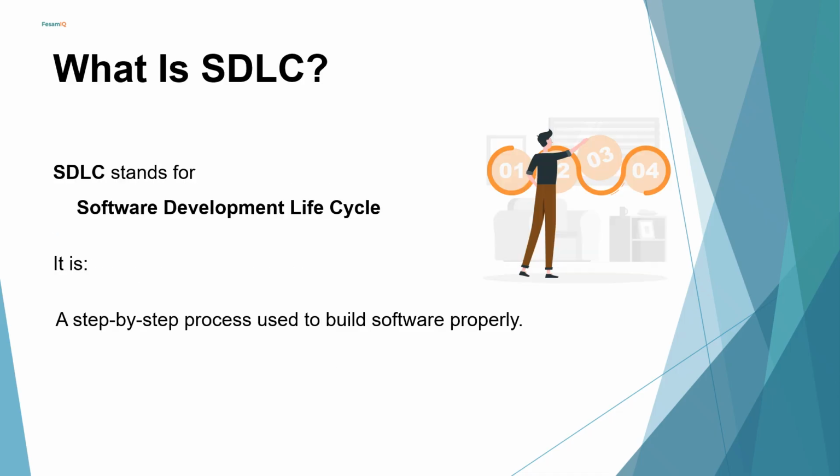Let's dive in. What is SDLC? SDLC stands for Software Development Lifecycle, and it is the step-by-step process used to build software properly. SDLC is simply a structured way of building software so things don't get messy. And without SDLC, software becomes confusing and broken.